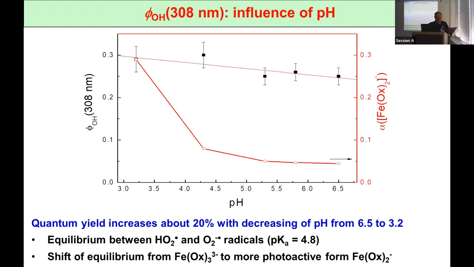Two more questions were written in chat. Equilibrium constants for complexes of iron(III) with oxalate are known. Why did you not use these constants for thermodynamic evaluation of the static process, which depends on pH?